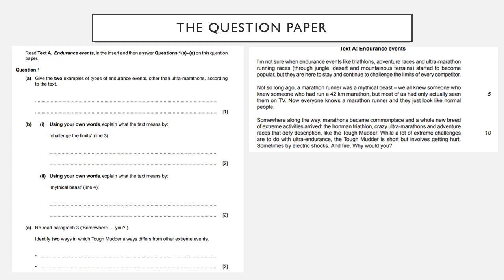So they want 2 examples other than ultra marathons. So I would put down triathlons and adventure races. Okay, and that should get us 1 mark. For the second question, it says using your own words.